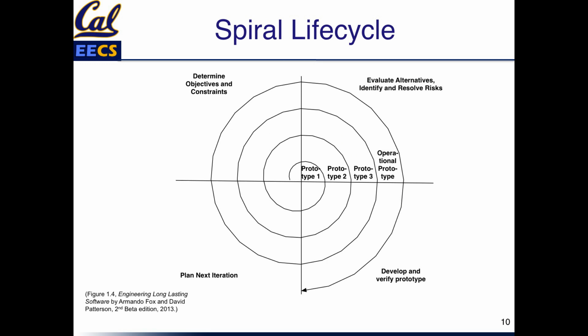These 4 quadrants are what you go around to build it. You start off down here, which says determine the objectives and constraints. Then the next step is you evaluate a bunch of alternatives, identify any risk to the project, and figure out how to resolve them. Then the next phase is you develop and verify the prototype. This is a portion of what you do, and you're showing it to customers. And then you get the feedback from that and do the next iteration.